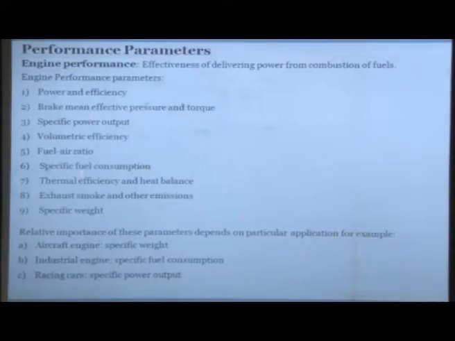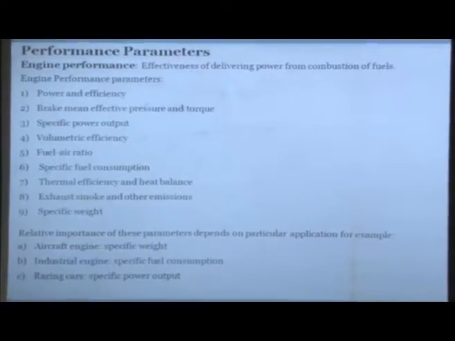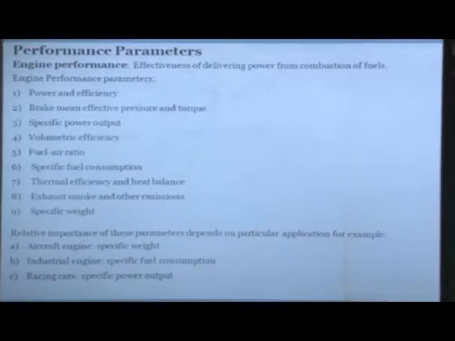You see, many of these parameters are important, but there are a few parameters which are important for specific applications. For example, if you are looking at an aircraft engine, one of the natural requirements will be that the weight of the engine should be very, very low. You want more power output from the same engine, because when the aircraft flies, the engine also flies, and if the engine is heavy, you will not be able to carry passengers in it, right? So the specific weight becomes extremely critical, more important than other parameters.